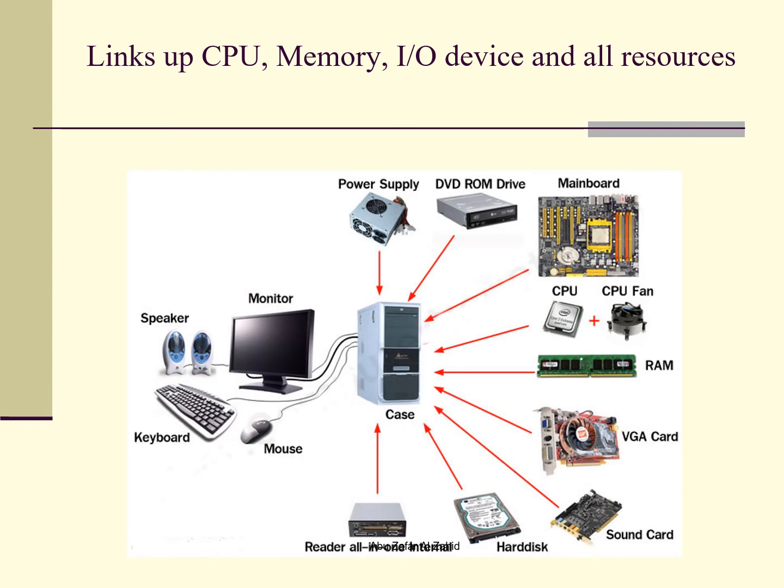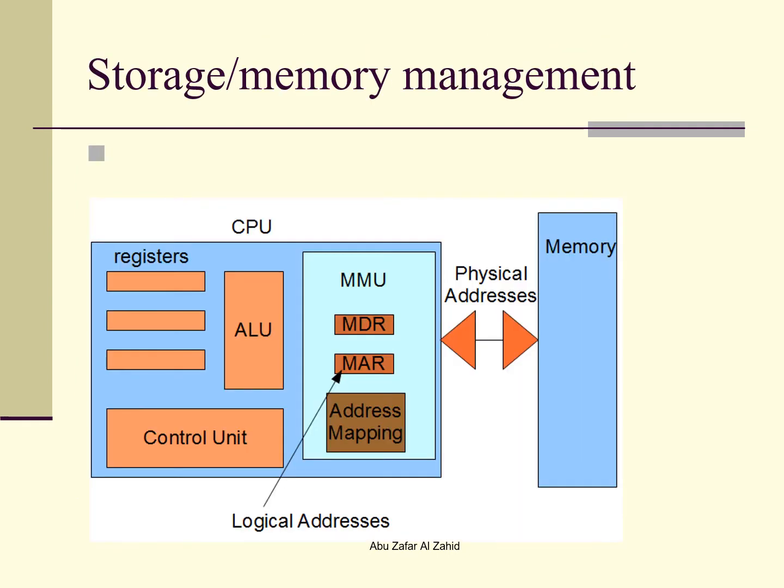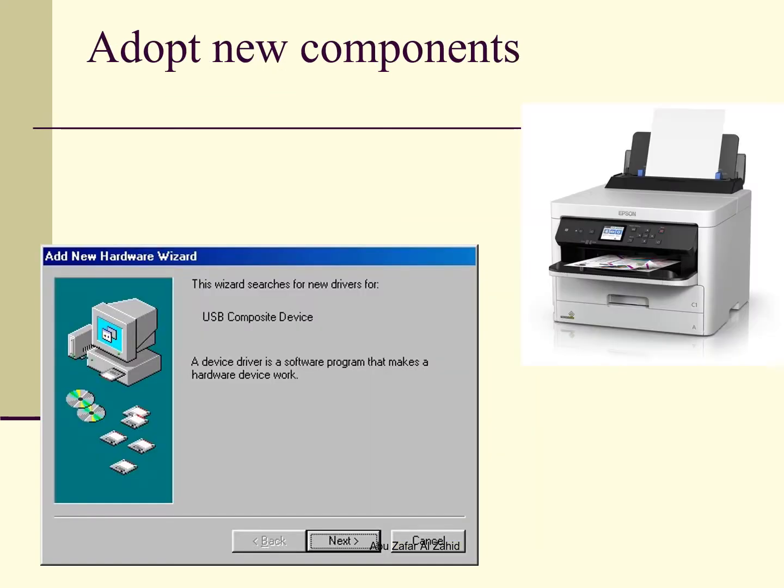Basically, the operating system links up our CPU with memory, input-output devices and all the other resources. Our operating system examines all the hardware of the computer. The operating system also performs the storage or memory management needed in a computer. It also performs task management. Task management means allocating resources, monitoring activities, and managing disks and files.